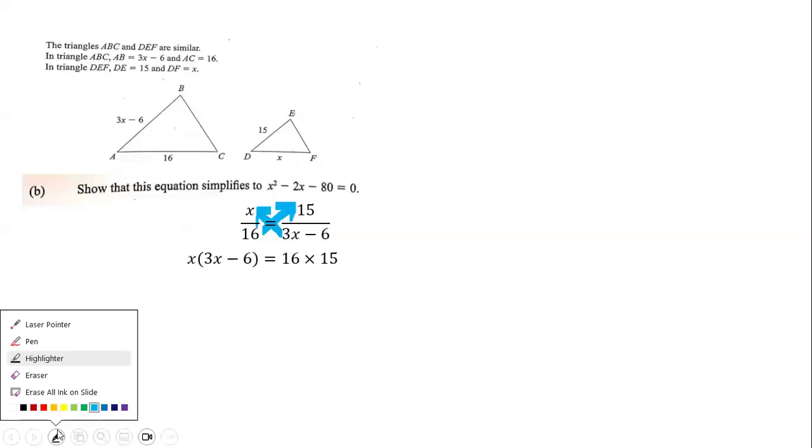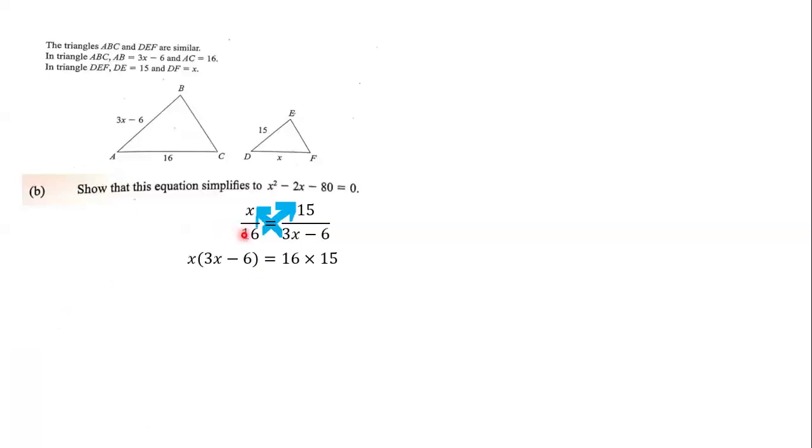So we take 16 multiplied by 15, and then we take 3x minus 6 and multiply it by x. And so we have x multiplied by 3x minus 6, and we have 16 multiplied by 15. What is 16 multiplied by 15? Well, 16 multiplied by 15 is 240.